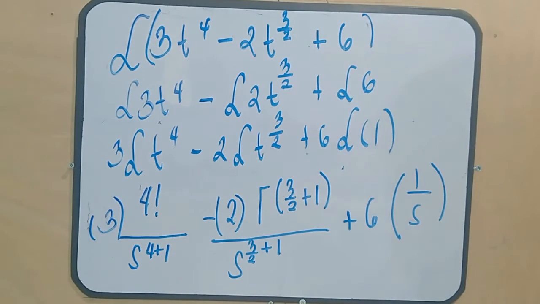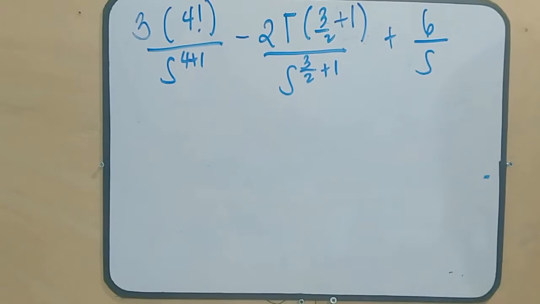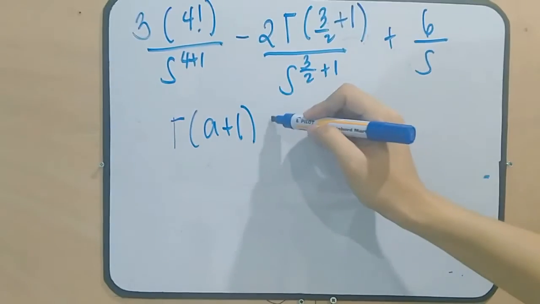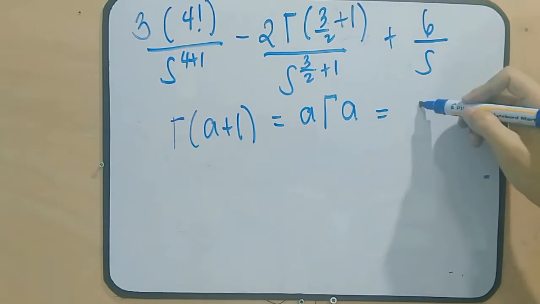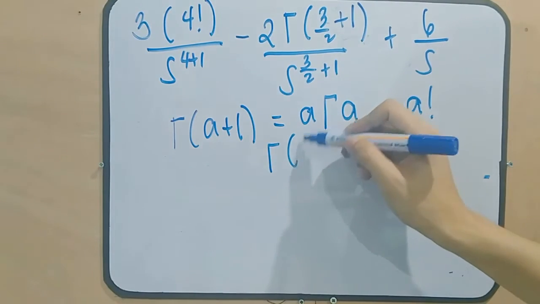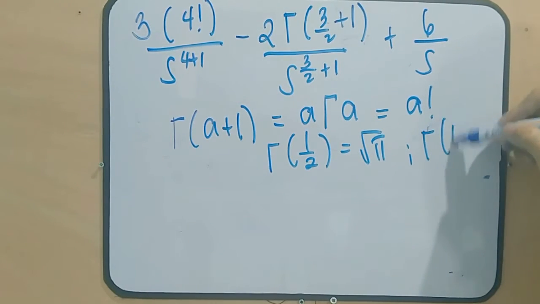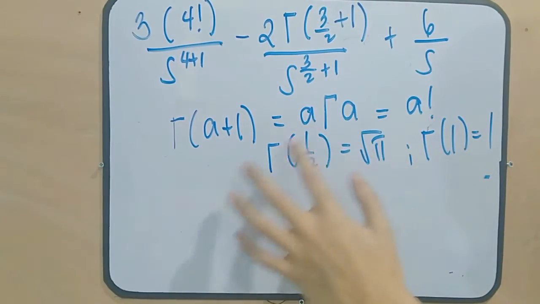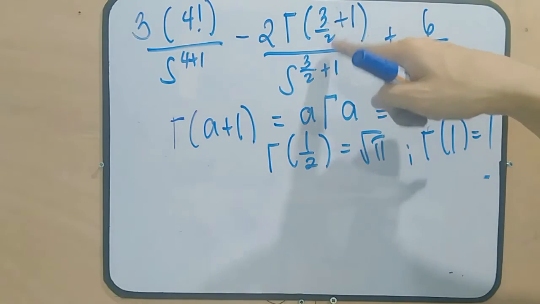Now, i-simplify natin siya guys. So, ang goal natin here guys is dapat mawala yung gamma symbol here. So, let's go back to the concept. So, gamma a plus 1 is equal to a gamma a. Or ito guys, this is just equal to a factorial. Now, another concept. So, you have here yung gamma 1/2 is actually equal to square root of pi. Another property that gamma 1 is just equal to 1. Now, ito guys, itong formula na to or itong concept na to is only applicable guys, i-apply natin siya if actually yung ating exponent here is fraction.